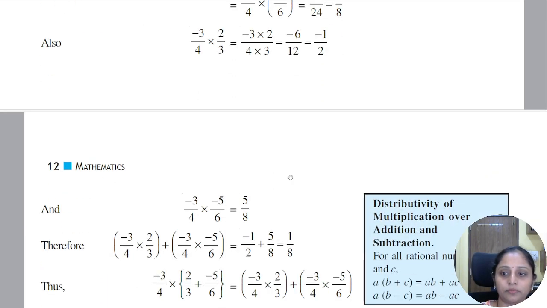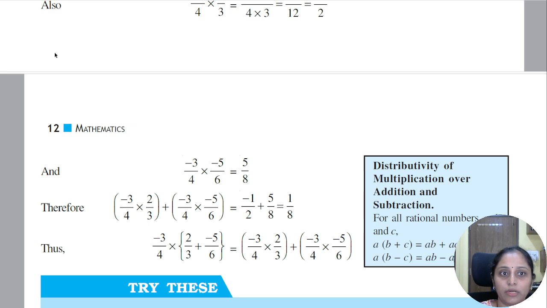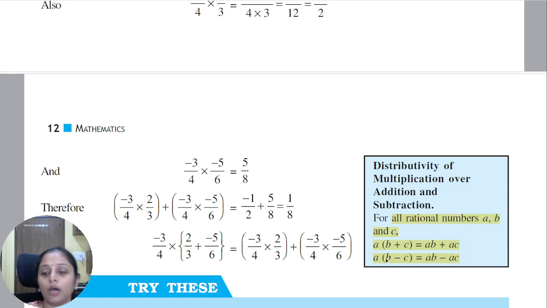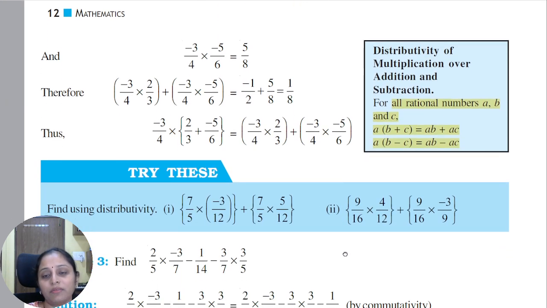So here this is what it is. If I have three elements belonging to the rational numbers, for all rational numbers A, B, C, A into B plus C is equal to AB plus AC, and A into B minus C is equal to AB minus AC. Now this is our distribution of multiplication over addition and subtraction. That is, I can open the bracket and then simplify it, and I will still get the same answer.